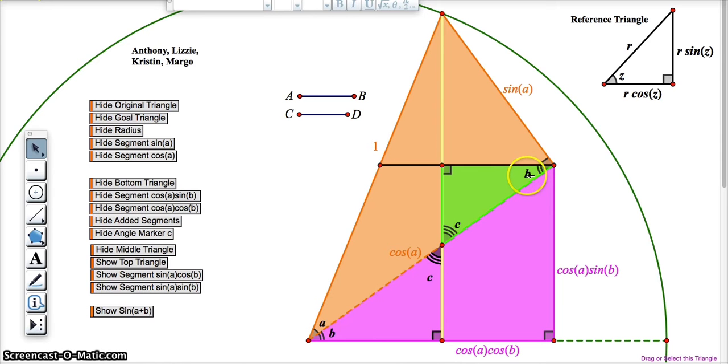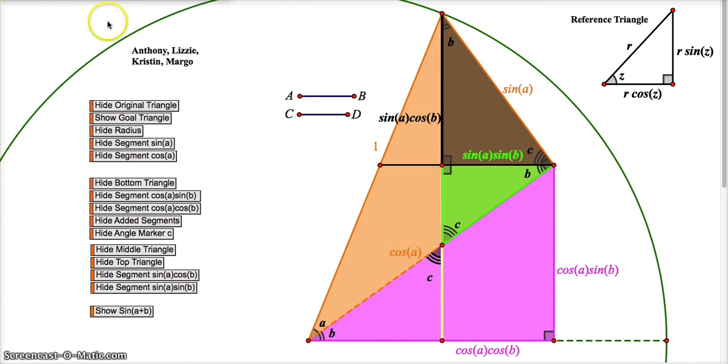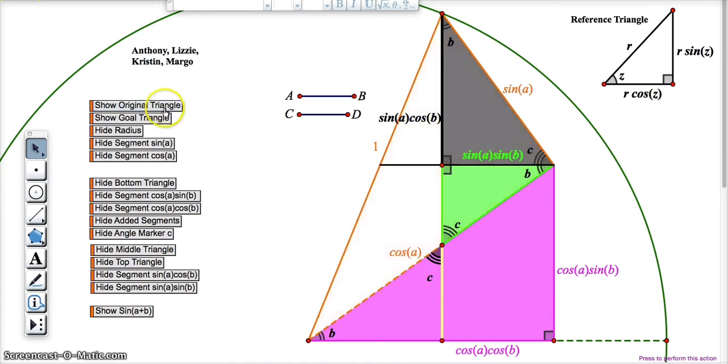By the same reasoning, this angle is C, and the other angle is a right angle, so the last angle is B. Based on our original orange triangle, our new triangle in black has a hypotenuse sine A. After rotating our reference triangle to match our black triangle, we see that our vertical leg is sine A times cosine B, and our horizontal leg is sine A times sine B. Since we know all of the lengths of the segments that we need, we will now hide the shaded triangles in order to remove clutter.